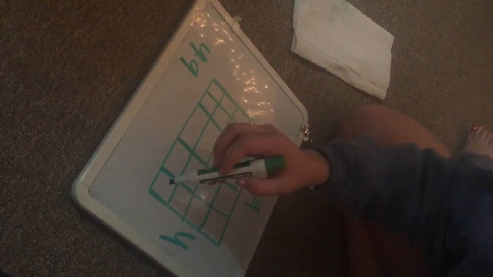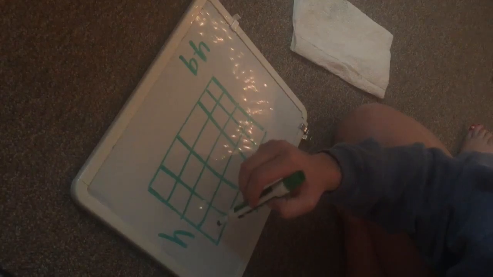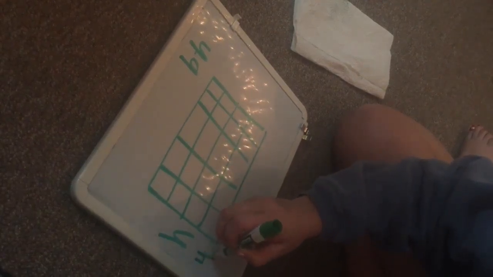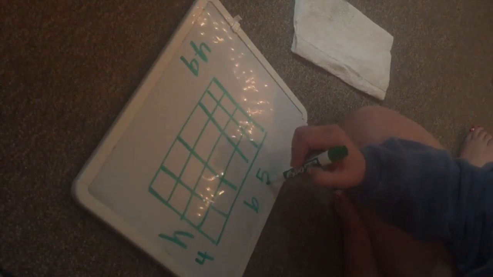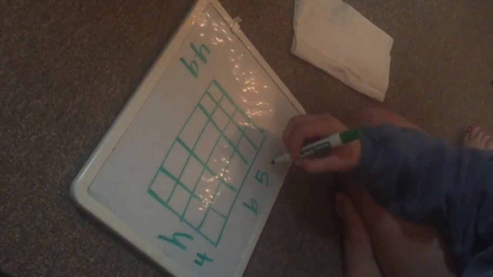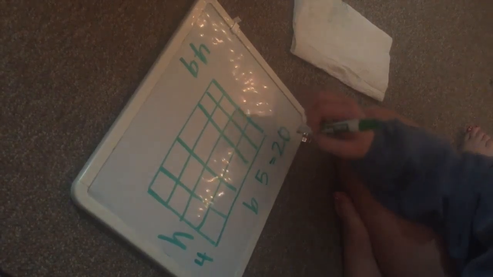So in this example, it would be 1, 2, 3, 4 squares for the height, and 1, 2, 3, 4, 5 squares for the base. So the area of this example triangle would be 4 times 5 equals 20. And we can also get this by counting the number of squares that are inside.